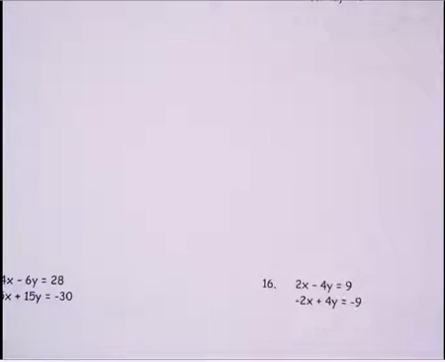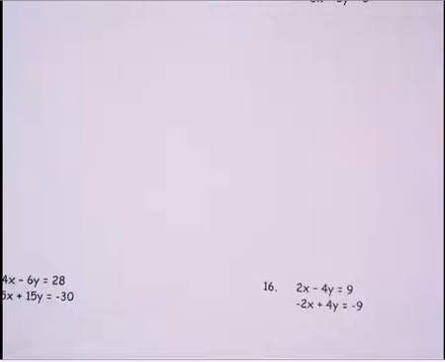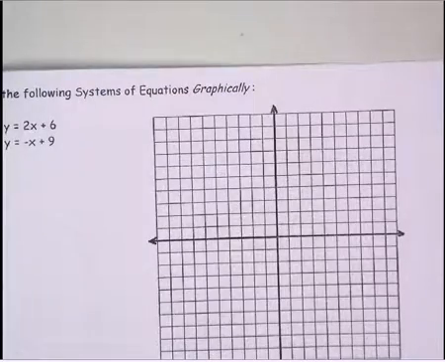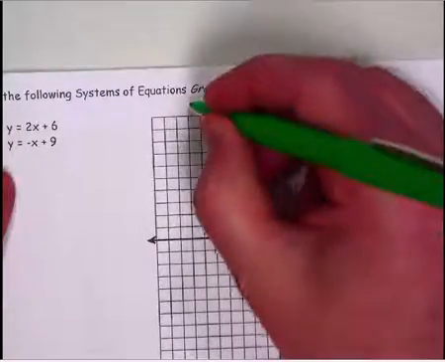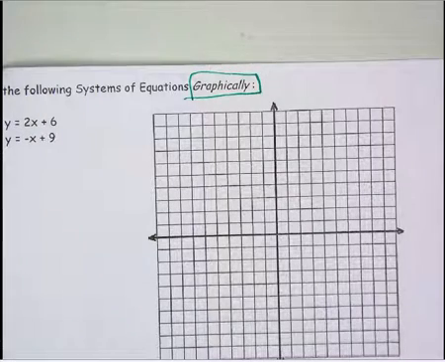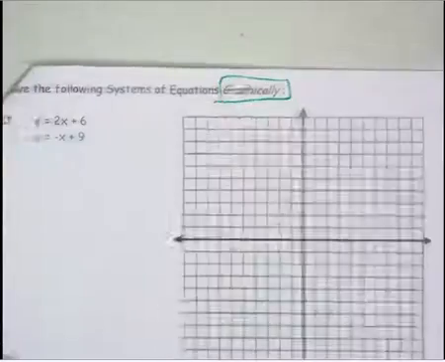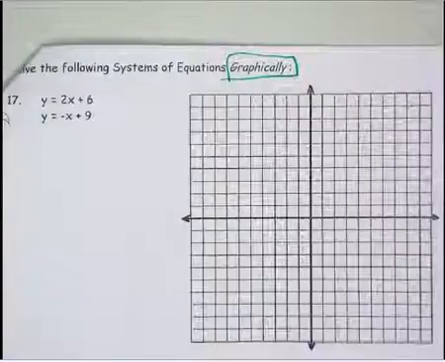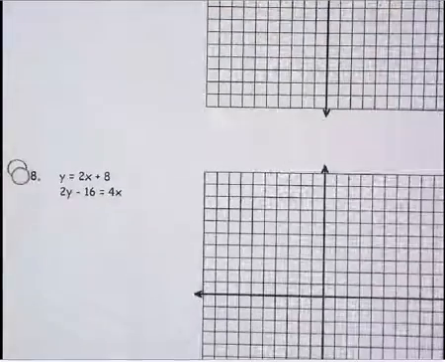It looks like all these on the back are basically the same idea. They're already set up for you generally. Number 15 will require a little bit more, but that's okay. So let's move to the graphs. When it says solve graphically, that means put the two equations on the graph and then see where they intersect. I think number 17 is quite simple, so I'll model number 18 for you.